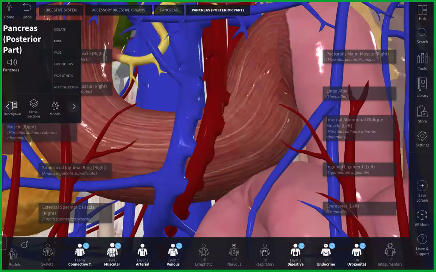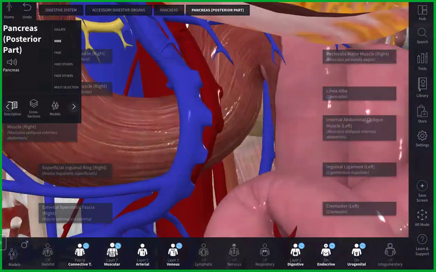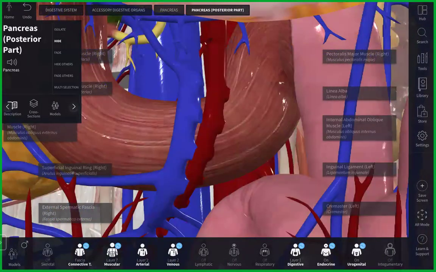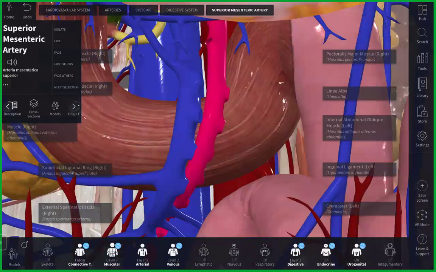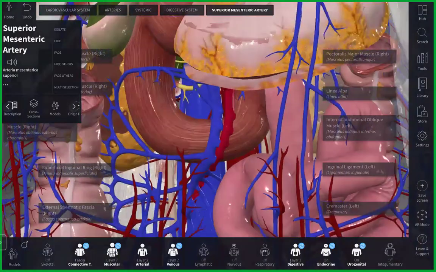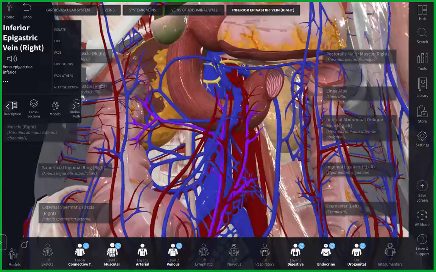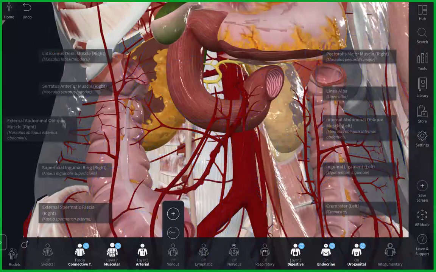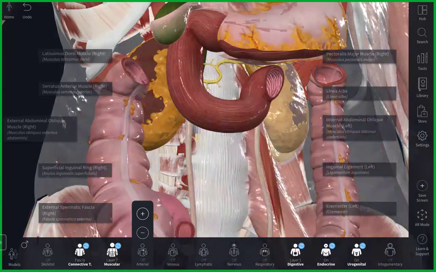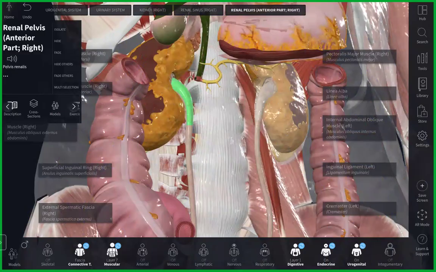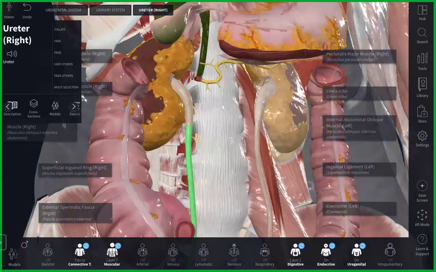Let me show you one thing. They ask this question: the duodenum is dilated, so what can be the reason? The reason can be a superior mesenteric artery aneurysm or something that's pressing over the duodenum. This can happen. Then let's go to the kidney now. So this one was left, so I had to show it. We hide it, and we have the renal pelvis, then we have the ureter.